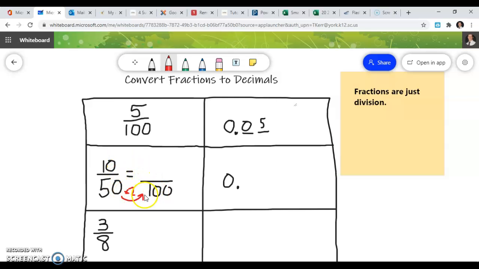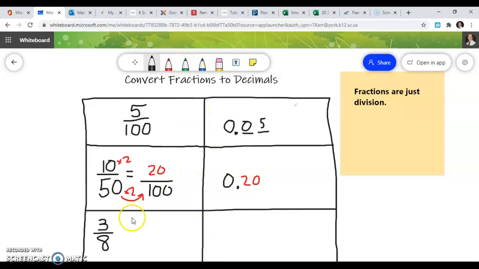And so whatever you do to the bottom, remember the rule is whatever you do to the bottom, you have to do the top as well. And so you can't just magically change one number, but if you change both the top and the bottom, it's okay. So 10 times 2 is 20. So 10/50ths is the same as 20/100ths. And again, you could just divide. Either of these would get you the same answer, but if this is 20/100ths, I know the answer over here is 20/100ths.